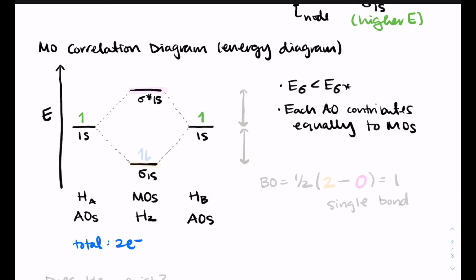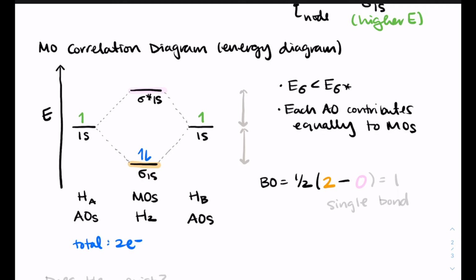Now, the bond order that I calculate from this is 1/2 the number of bonding electrons. So I've got my bonding MO here highlighted in orange. It has 2 electrons. My anti-bonding MO, highlighted in pink, has 0. So 1/2 of 2 is 1. It's a single bond. So my MO correlation diagram predicts a single bond.